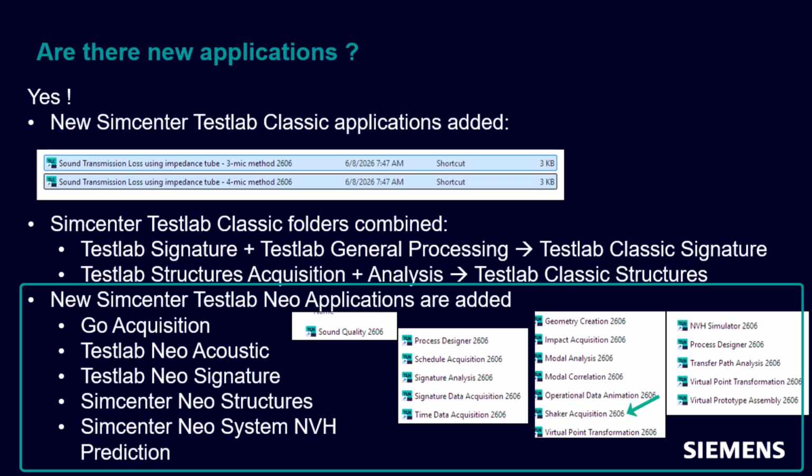is shaker acquisition. Shaker acquisition basically starts up time data acquisition with a source control task that allows you to set up a shaker to use random, burst random, periodic chirp, or pseudo-random. So that's the first shaker acquisition package we have inside Neo. And then under Simcenter Neo System NVH Prediction, we have the NVH Simulator, Process Designer, Transfer Path Analysis, Virtual Point Transformation, and Virtual Prototype Assembly.